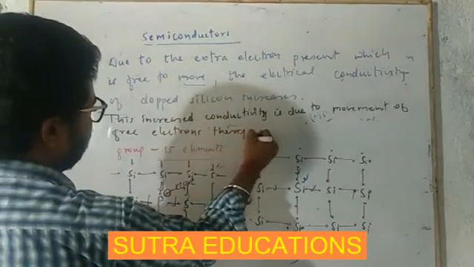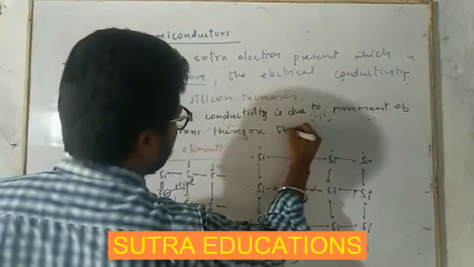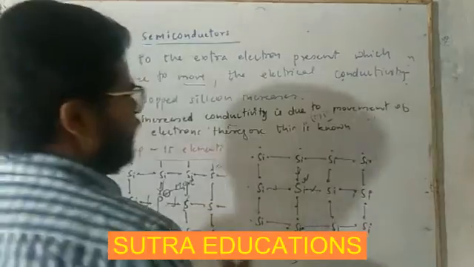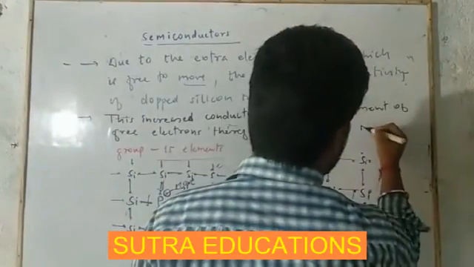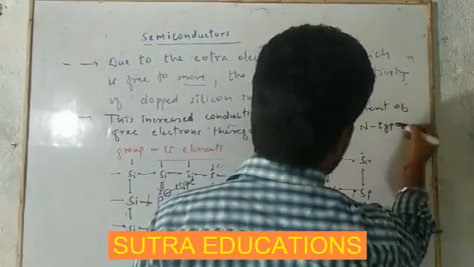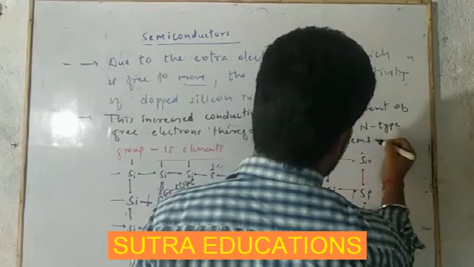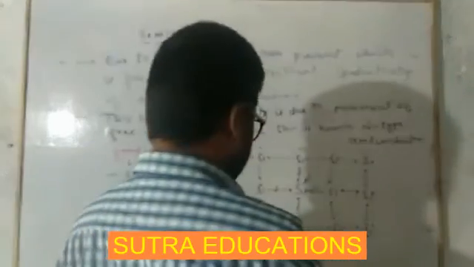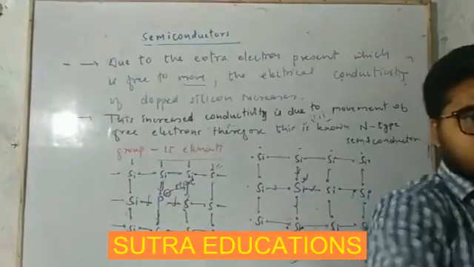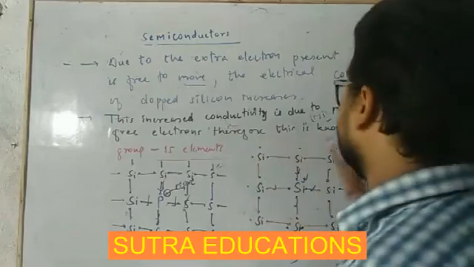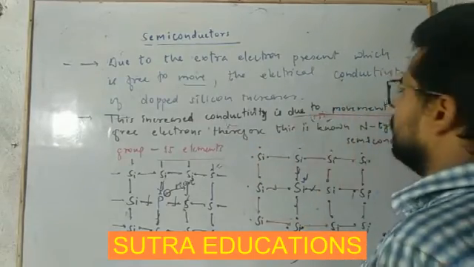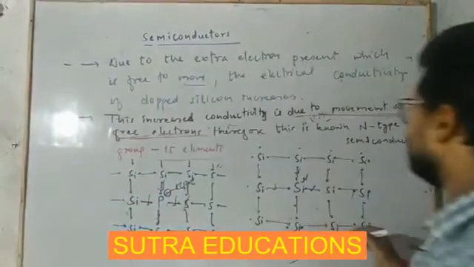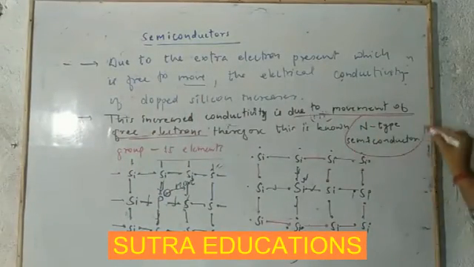Therefore, this is known as n-type semiconductor. N-type semiconductor. This is very important. This increased conductivity is due to movement of free electrons. Therefore, this is known as n-type semiconductor.